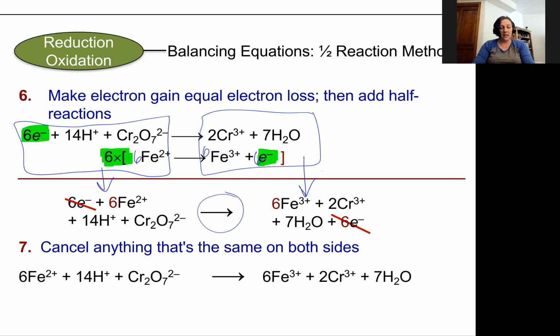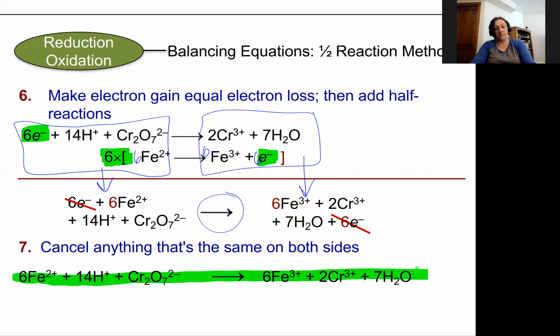So I line that all out, and now I can cancel anything that is the same on both sides. And for this particular case, it's just electrons. Sometimes you'll be able to cancel out water molecules, sometimes you'll be able to cancel out protons. And then once I've canceled that out, I can rewrite my equation, and I have my final balanced equation for this redox reaction. And this is under acidic conditions.